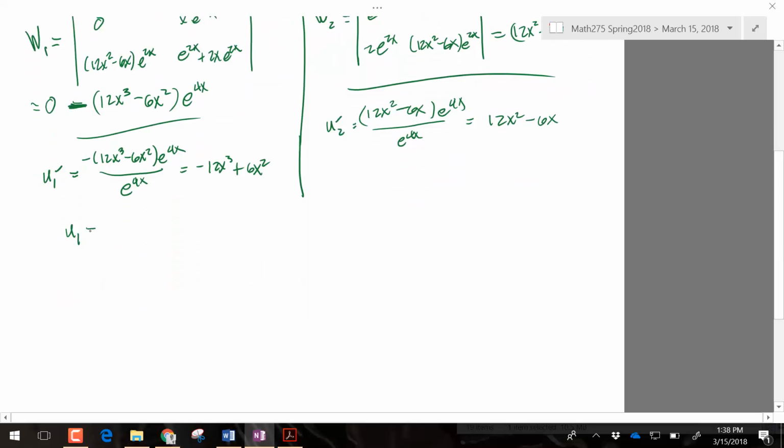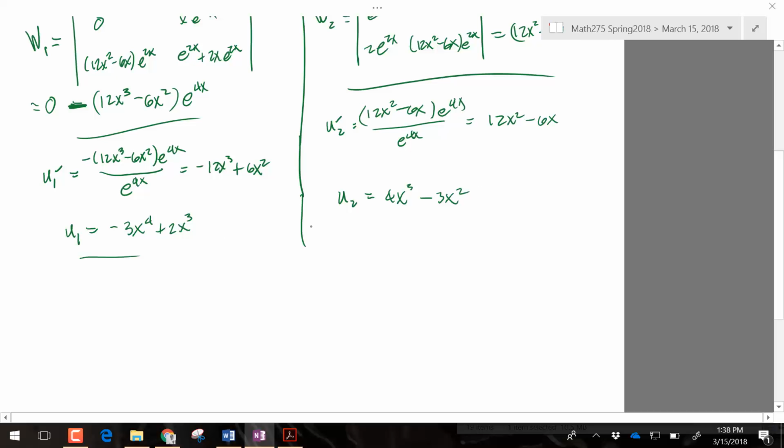So u1 is actually just the antiderivative of this. So divided by 4, is that right? Negative 3x to the 4th. And divide by 3. That's just 2x to the 3rd. And the antiderivative here, this would be 3, so that would be 4x to the 3rd minus 3x squared. Okay.